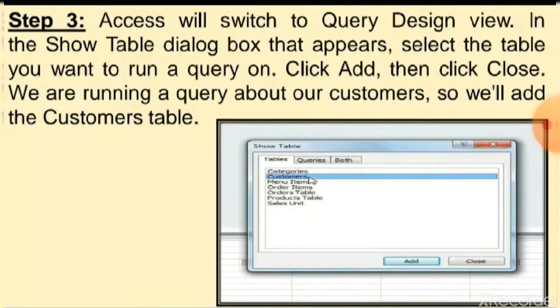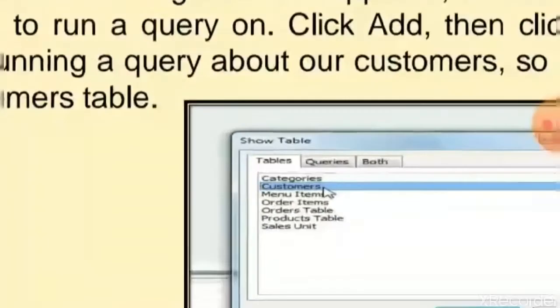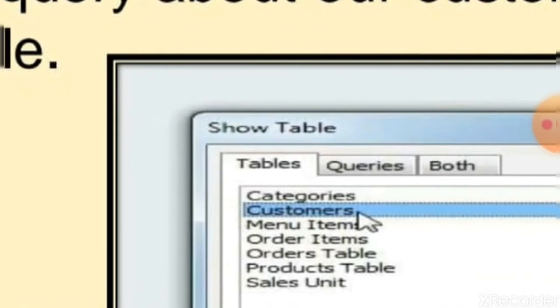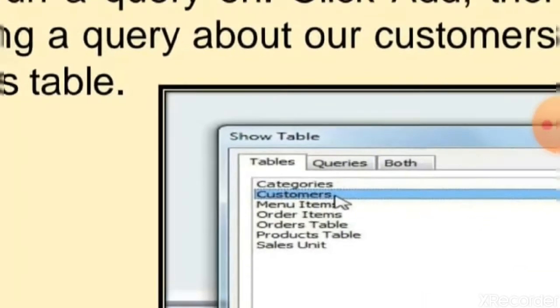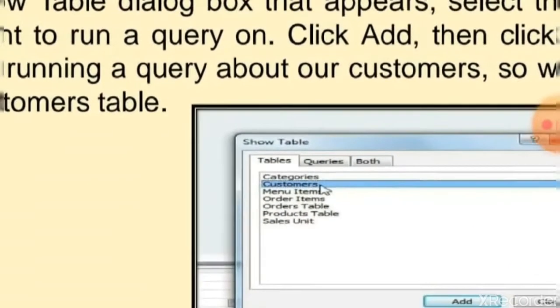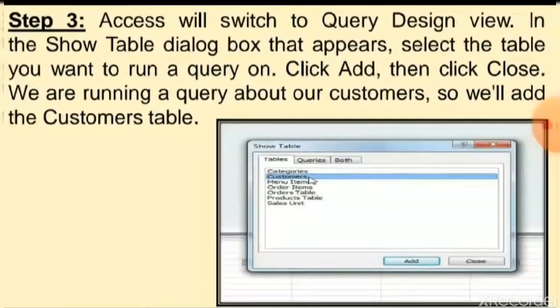Step 3. Access will switch to Query Design view, and the Show Table dialog box appears. Select the table which you want to run as a query. Click on the Add button, then click on the Close button. We are running a query about our customers, so we will select the Customers table. You can see in this diagram, the Customers table has been selected. Then click on the Add button, then click on the Close button.